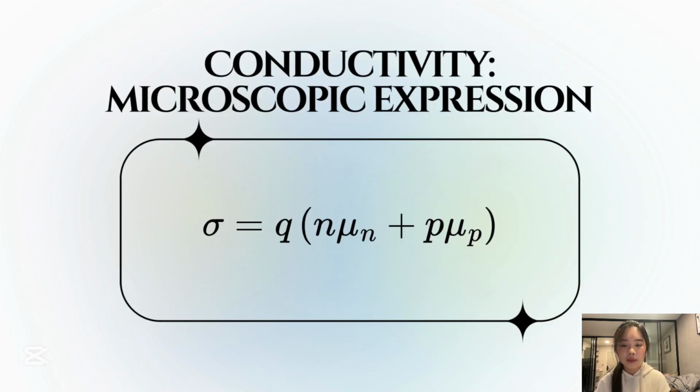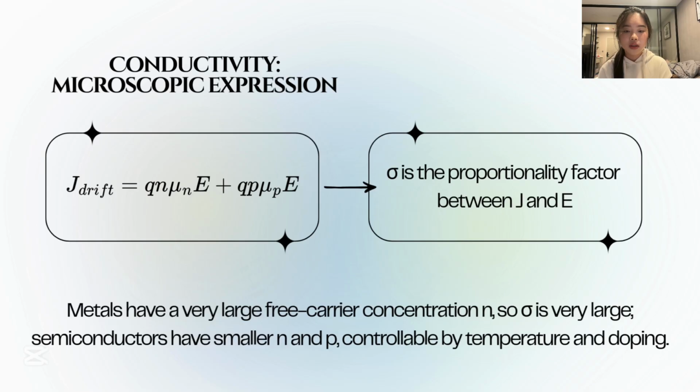Next, conductivity. The conductivity is given by this equation, where q is the electron charge, n is electron concentration, p is hole concentration, and mu n and mu p are electron and hole mobilities. The current density can be written as this equation in the left box. So the conductivity is the proportionality factor between J and E. Metals have a very large free carrier concentration n, so the conductivity is very large. Semiconductors have smaller n and p, controllable by temperature and doping.